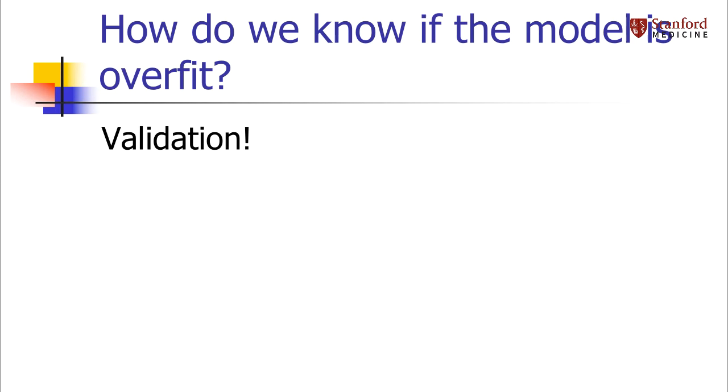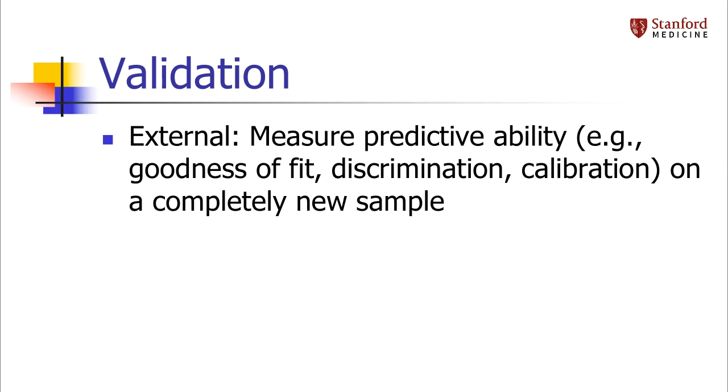And the key is that we have to do validation. When you're doing a predictive model, it's extremely important that you do some kind of validation. So validation can be either external or internal. External is the cleanest. You take your model, like I just did in the example I just showed you, and you apply it to a totally new sample. And then you measure your predictive ability, that is your goodness of fit or your discrimination or your calibration, on how well does this model apply to this completely new sample. That's the best. It's going to tell you the most about how good your model generalizes to all populations.